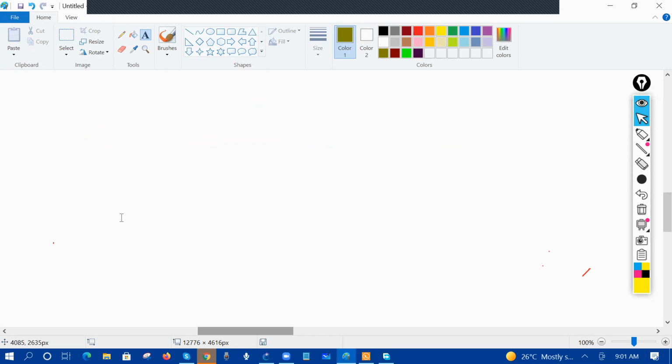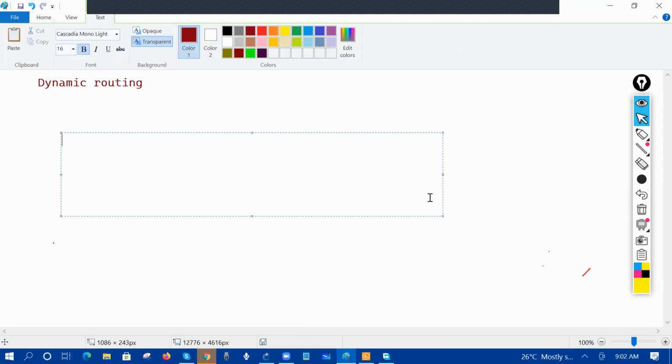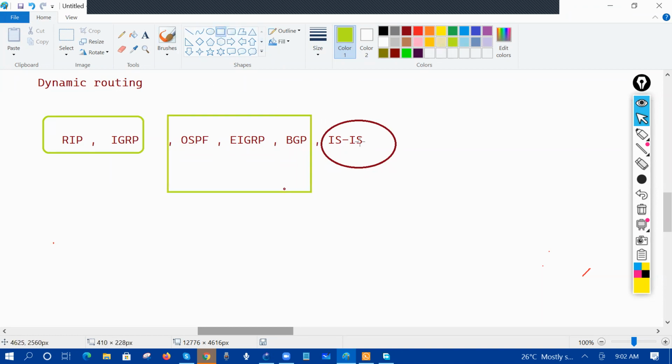So to avoid all these issues with the static route, we introduced the concept of the dynamic routing protocol. In dynamic routing, we have multiple types: RIP, IGRP, OSPF, EIGRP, BGP, IS-IS. This is not part of your syllabus. It's coming in the CCIE, and this is totally legacy. We are going to discuss this later.